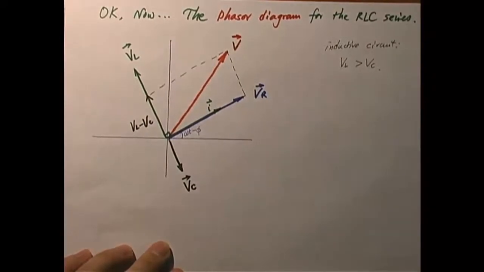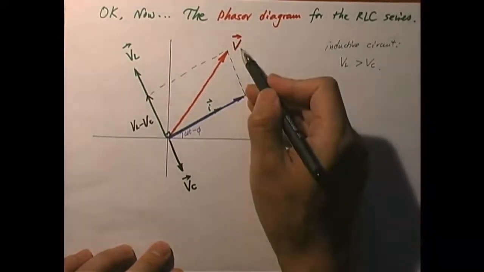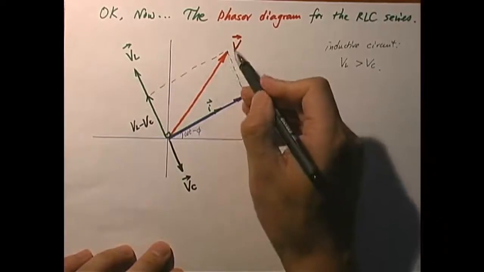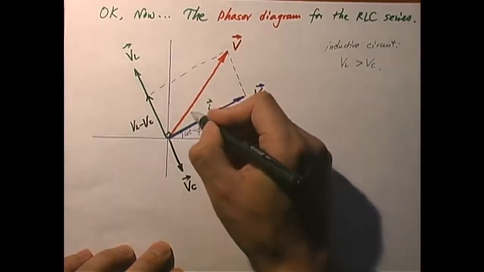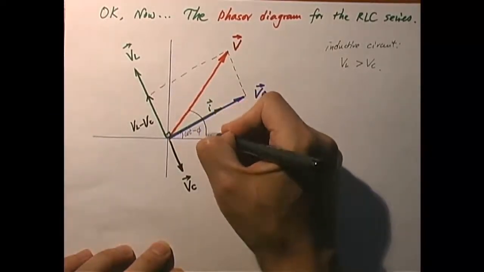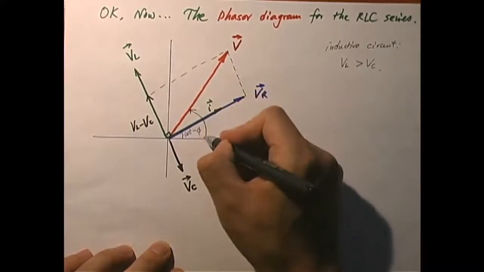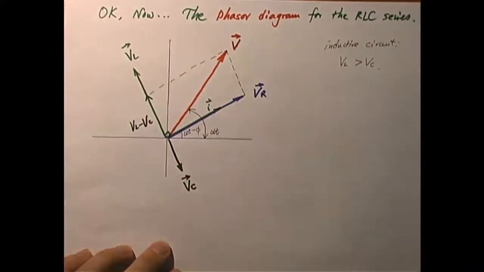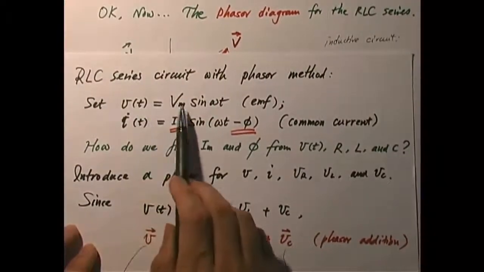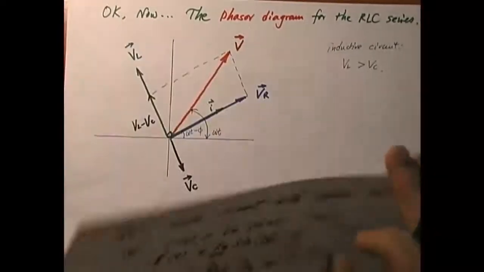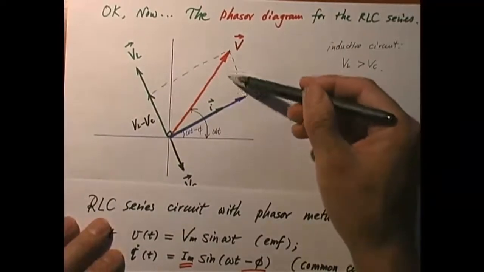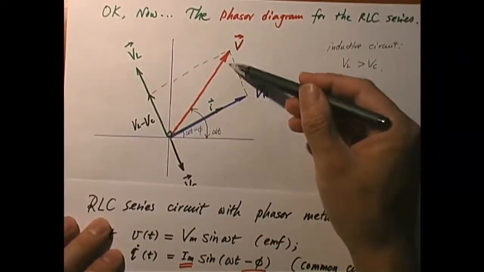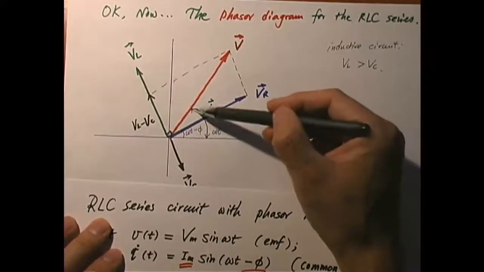Because we know what that phasor is, it should have a length of V maximum and make an angle of omega t with the reference line. How do we know that? Because that's how we defined V(t): V maximum sine omega t. So the y component of this vector should be V maximum times sine omega t. That's what this angle is: omega t.